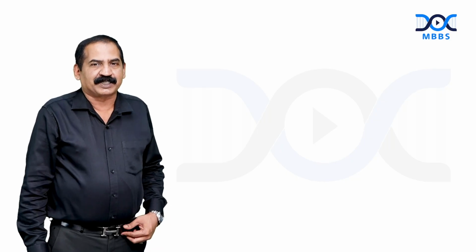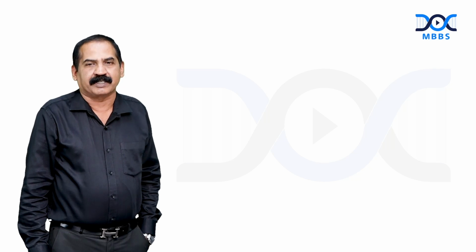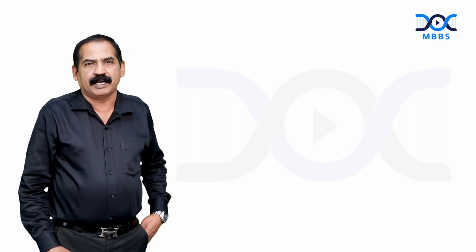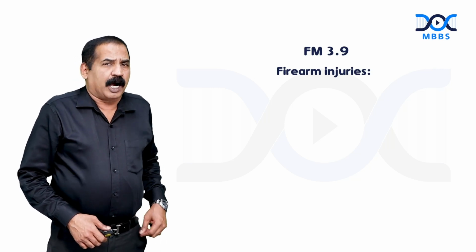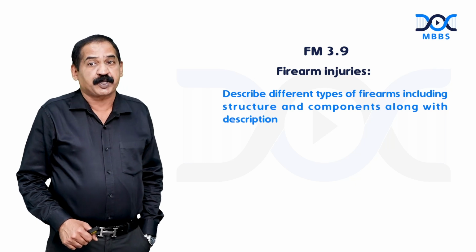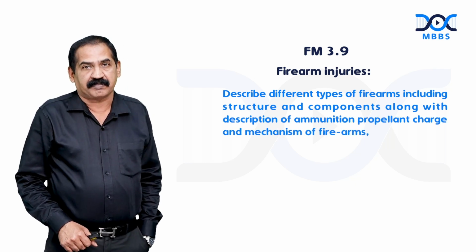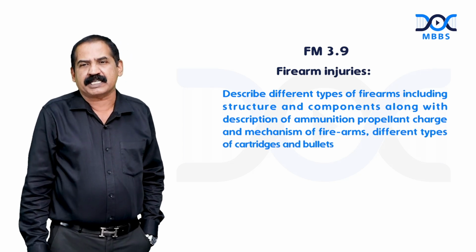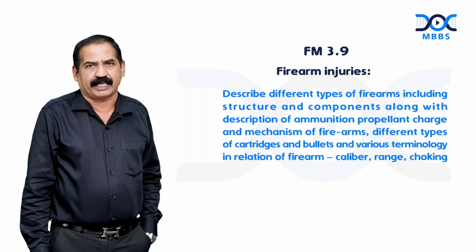Hello, my dear students. Now, let me start with a fresh chapter, that is Firearm Injuries, FM 3.9. Describe different types of firearms, including structure and components, along with description of ammunition, propellant, charge, and mechanism of firearms. Different types of cartridges and bullets, and various terminology in relation to firearm, caliber, range, choking.